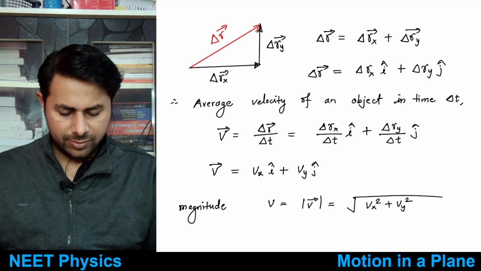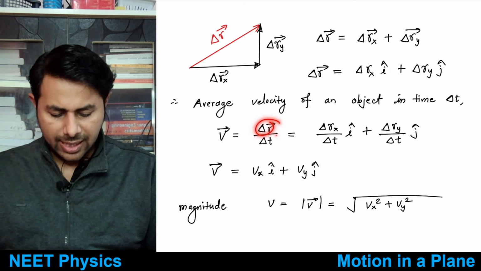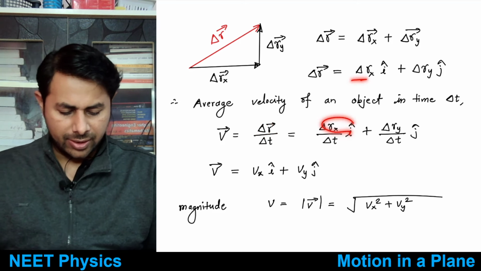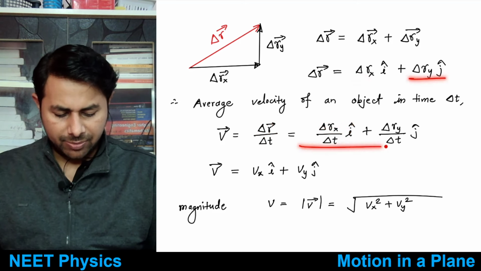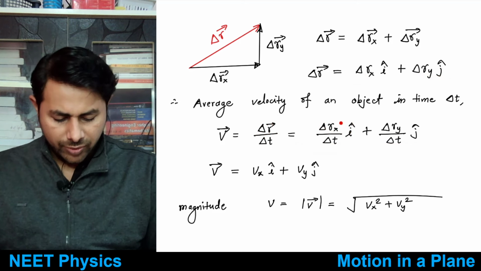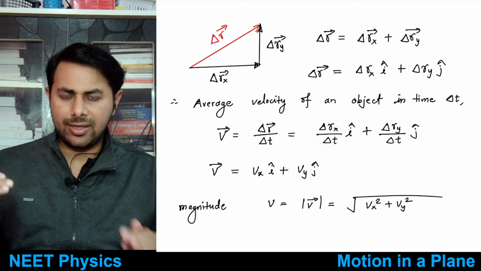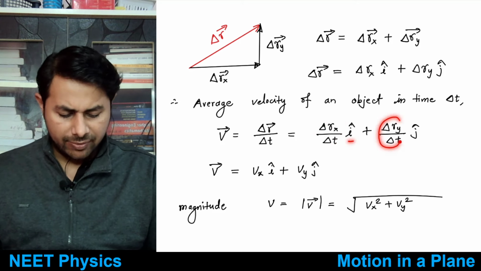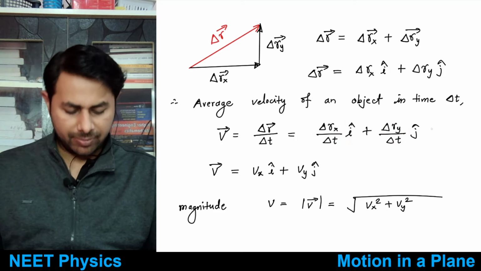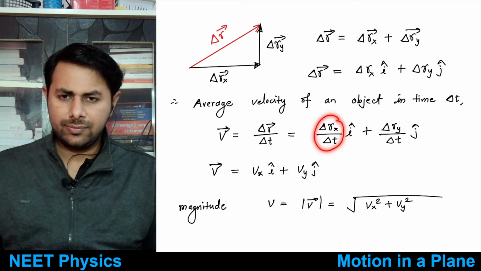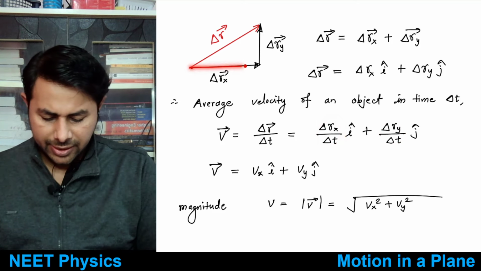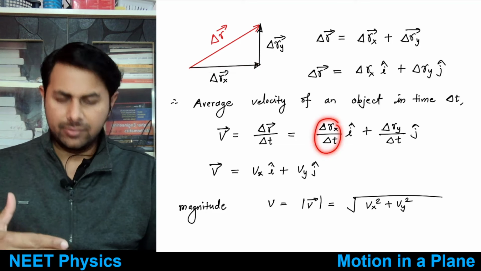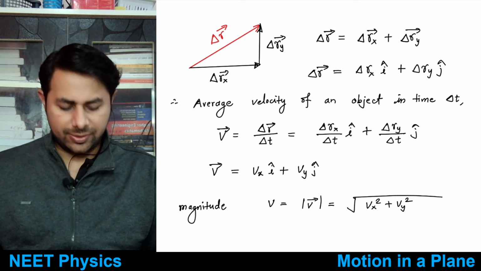Okay, and then you put delta r bar is equal to delta rx into i cap plus delta ry into j cap. You put that here. So what do you get? Delta rx divided by delta t into i cap plus delta ry divided by delta t into j cap. And what is this thing? So you can just say this is the displacement along the x direction divided by time. So this is velocity in x direction.